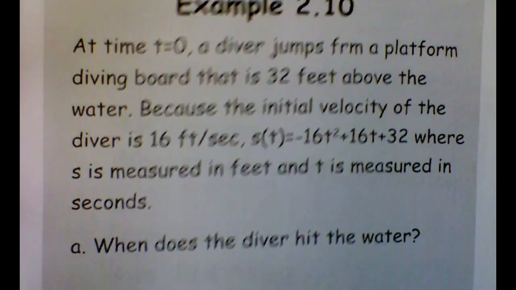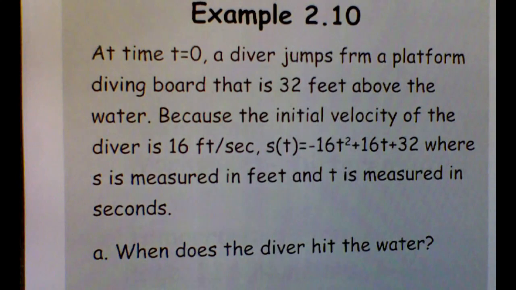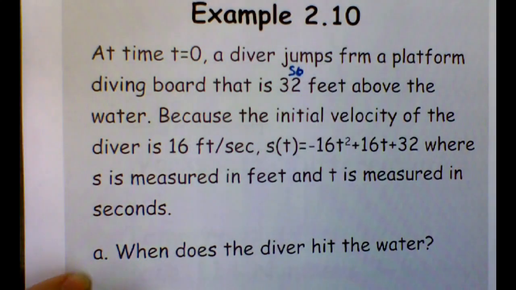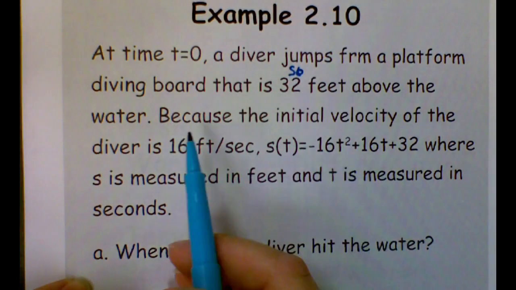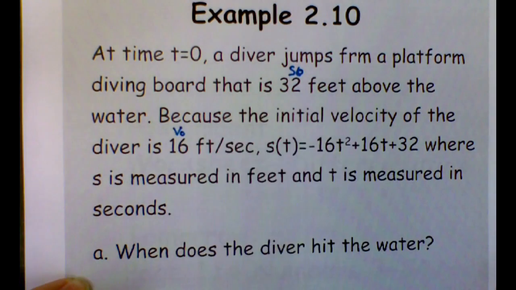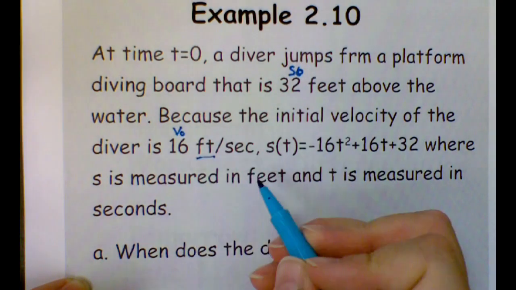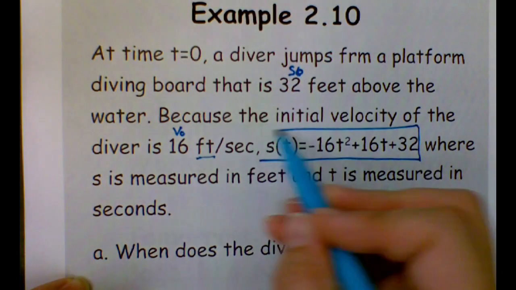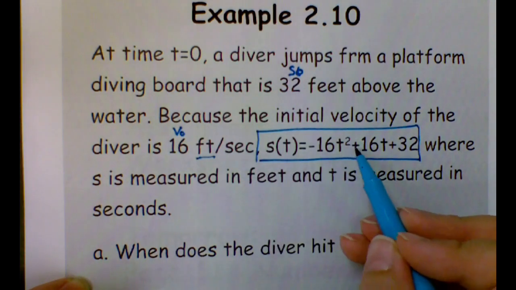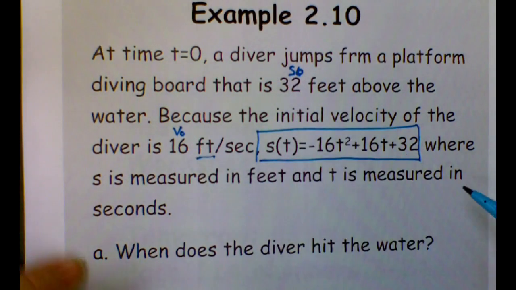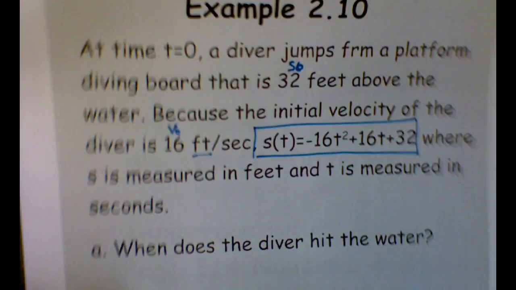So at time t equals 0, a diver jumps from a platform diving board that is 32 feet above the water. That is your s sub 0, sorry, your initial height. Because the initial velocity is 16, that's your v sub 0, and we're in feet, so that means g was negative 32. Our position function is negative 16t squared plus 16t plus 32, where s is measured in feet and t is measured in seconds.